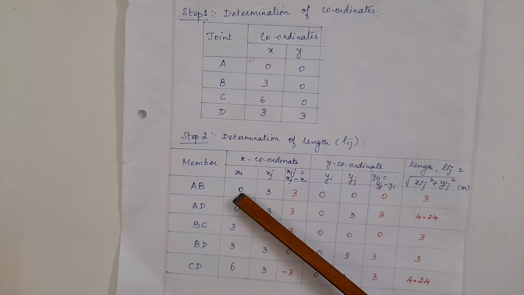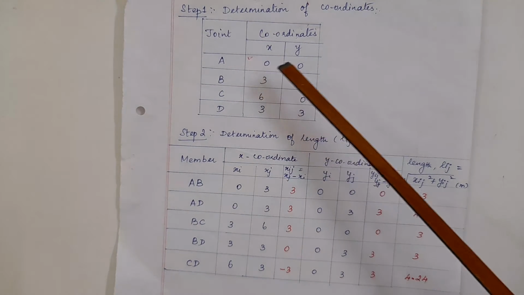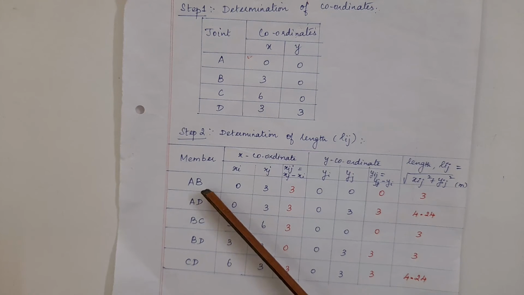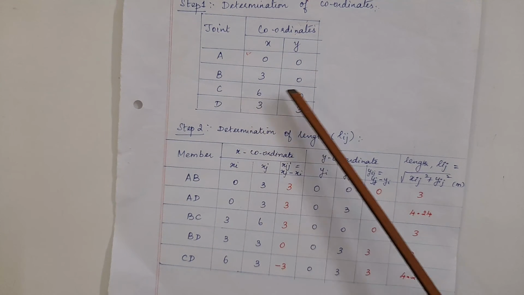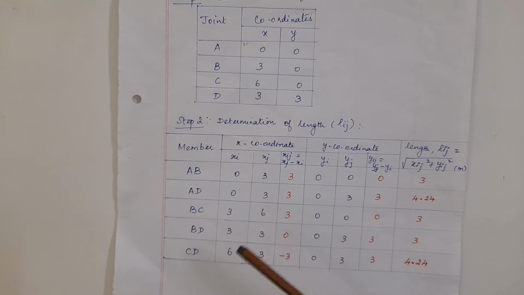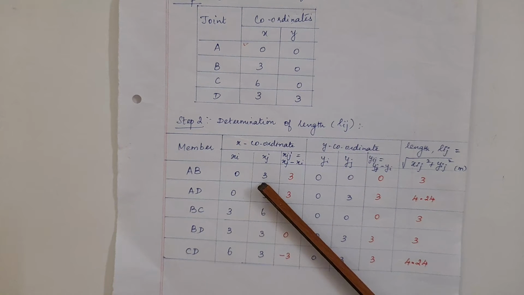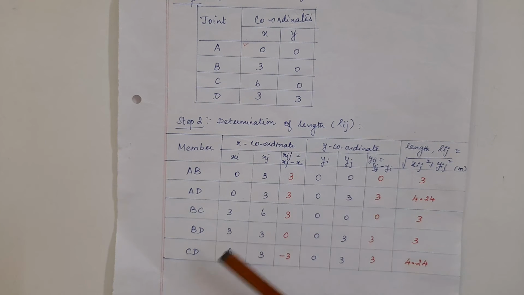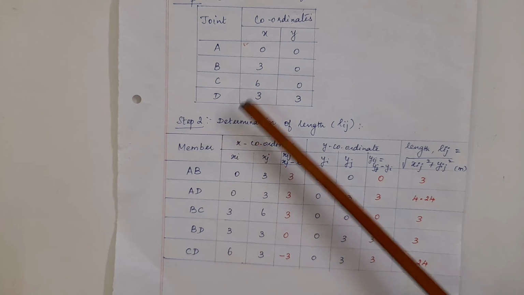A is the near end. Coordinates of A is xi comma yi. Check here. Coordinates of A is 0 comma 0. That is what is mentioned here. Xi is 0, yi is 0. Coordinates of B, this is the far end, we have xj comma yj. Xj and yj for the far end is 3 comma 0. So I have made a note here, 3 comma 0. Same, let us see for BD.